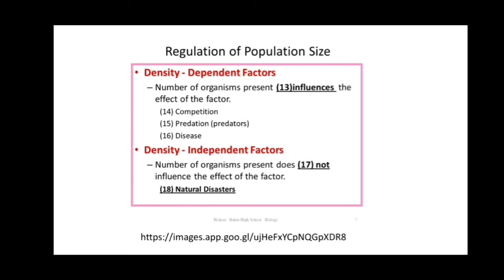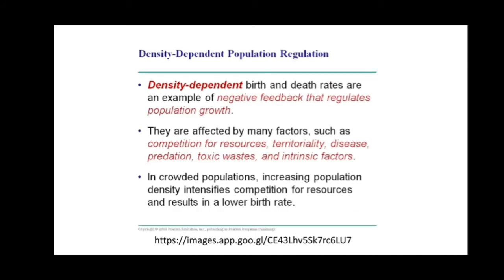Now, the next is density independent factors. The number of organisms present does not influence the effect of the factor. For example, these density independent factors are natural disasters. They regulate the population without considering its density and operate on both large and small populations. Density independent factors are more effective due to natural disasters like storms, floods, drought, jungle fires, tsunamis, earthquakes, volcanoes, and landslides.